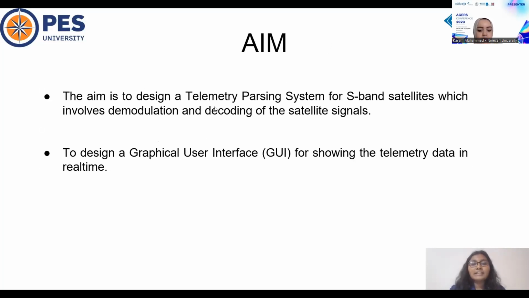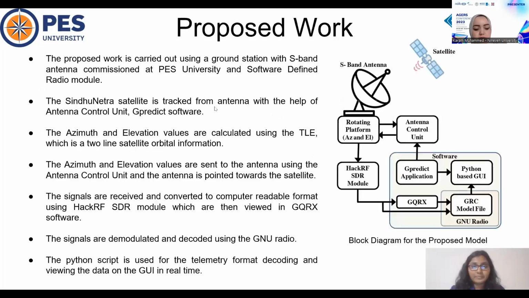The aim is to design a telemetry parsing system for S-band satellites, which involves demodulation and decoding of the satellite signals, and also to design a graphical user interface for showing the telemetry data in real time. The proposed work is carried out using a ground station with S-band antenna commissioned at PES University and with the help of software-defined radio module. This is the block diagram for the proposed model.